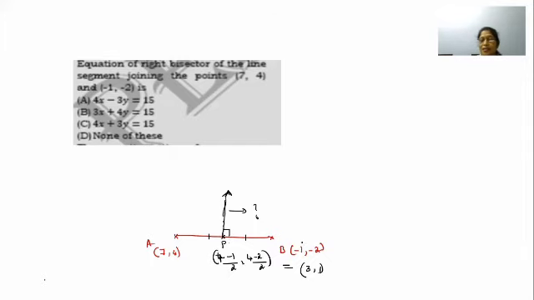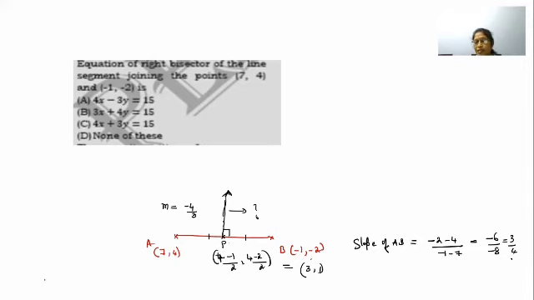You require two parameters. You find out the slope of AB. Slope of line joining two points: minus 2 minus 4 divided by minus 1 minus 7 gives me minus 6 by minus 8, which is 3 by 4. If the slope of this line is 3 by 4, what should be the slope of the line which is perpendicular to it? I call this m. It has to be minus 4 by 3. Why? When you multiply these two, you should get minus 1.